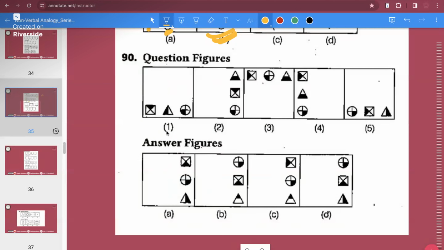Sorry, guys. We cannot chuck it out. No, in this new pattern, they won't give you like this in one single series. They will give you somewhere here, somewhere here, somewhere there. A mix of all these questions.